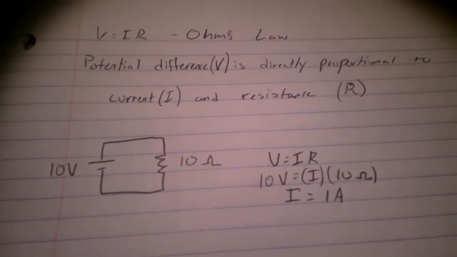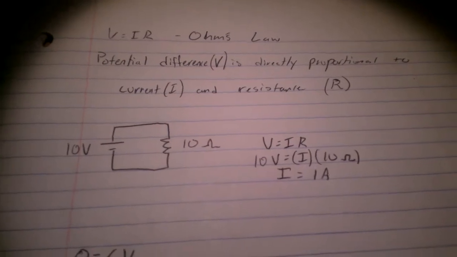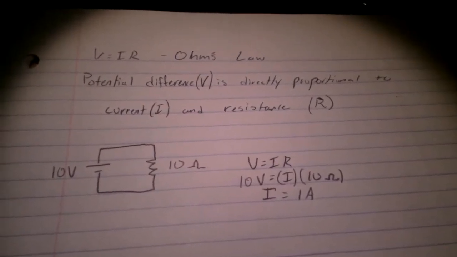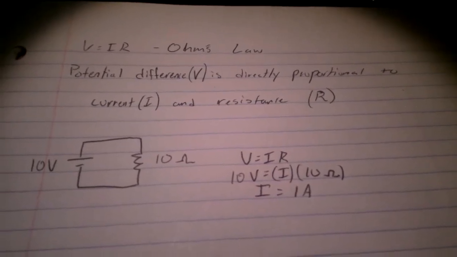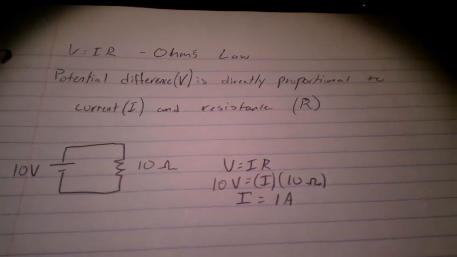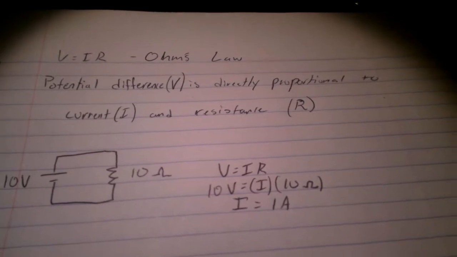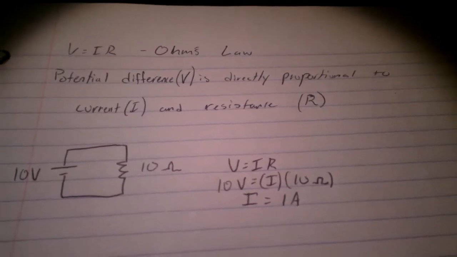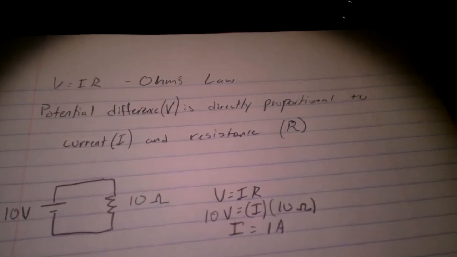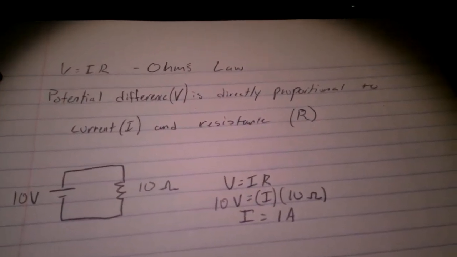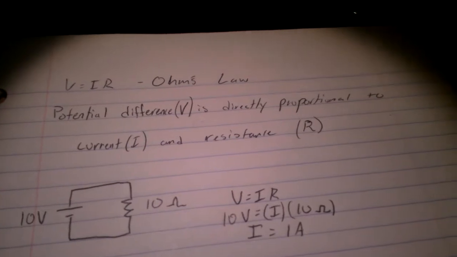Alright, so I've been asked to do a short tutorial on the two equations V equals IR and Q equals CV. So we'll start off with V equals IR, or Ohm's law. And Ohm's law basically states that the potential difference V is directly proportional to both current, which is symbolized by I, and resistance R. So it's a very simple equation.